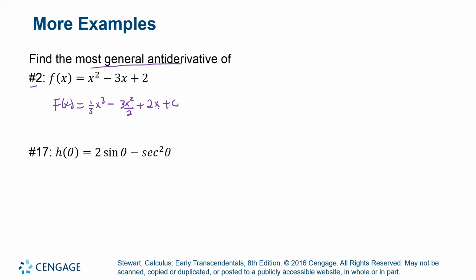If I differentiate 2x, I get 2. If I differentiate this, I get that. All right, now let's simplify that. This is equal to 1/3 x cubed minus 3 over 2 x squared plus 2x plus c.